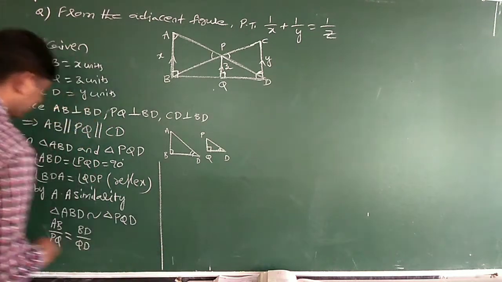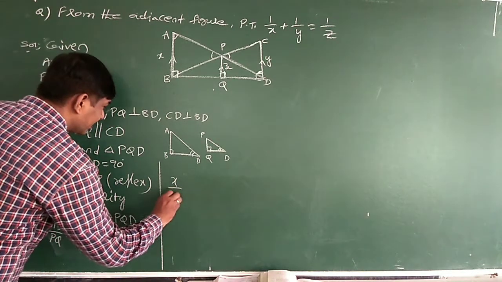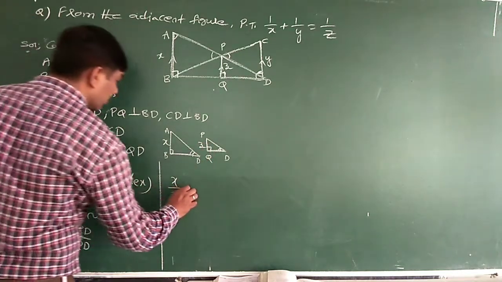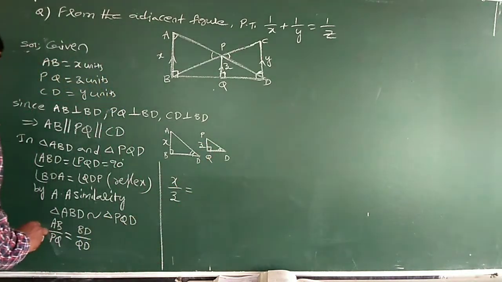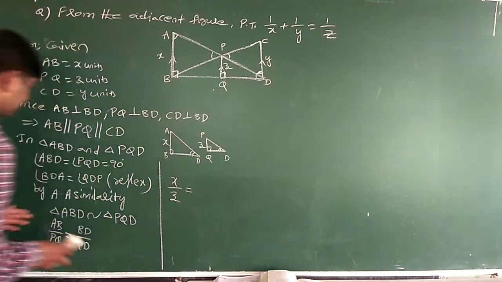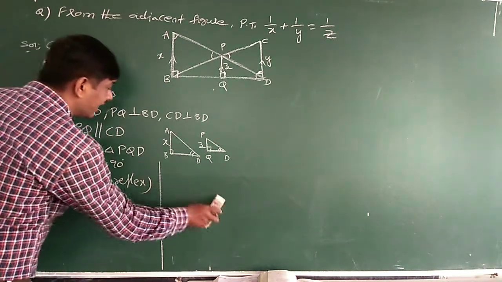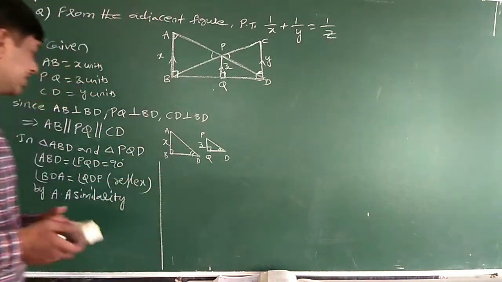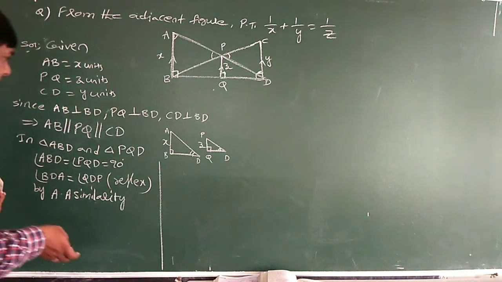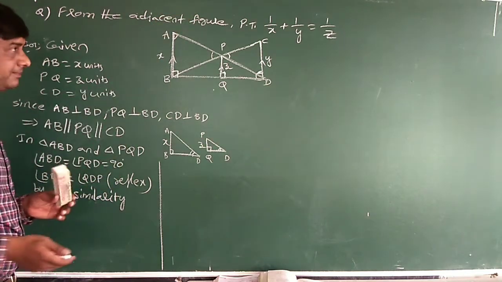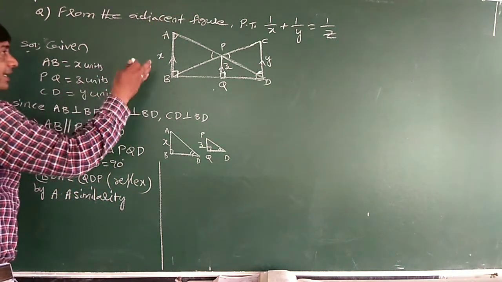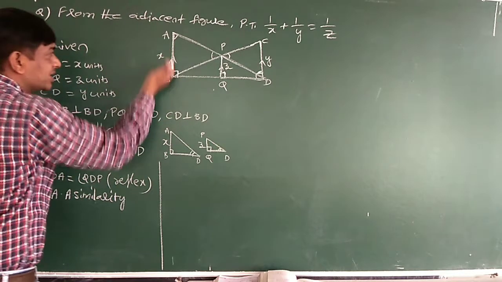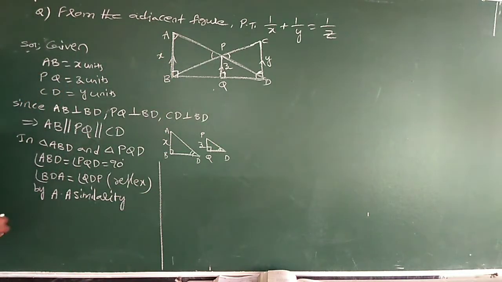So AB means X by Z. This is X, this is Z. I will write the first smaller triangle and then the bigger triangle so that I may simplify easily, because I need the ratios. Since I need 1 by X, 1 by Y, reciprocals are required now.